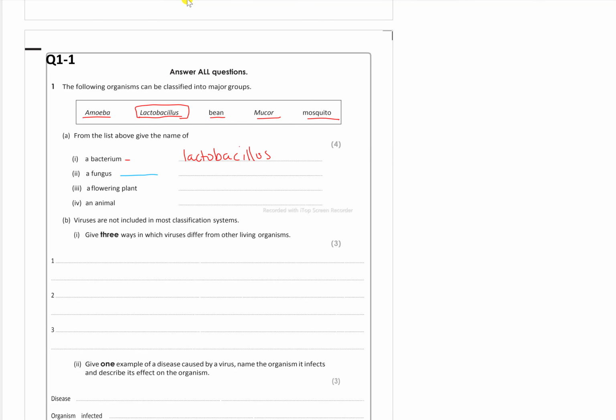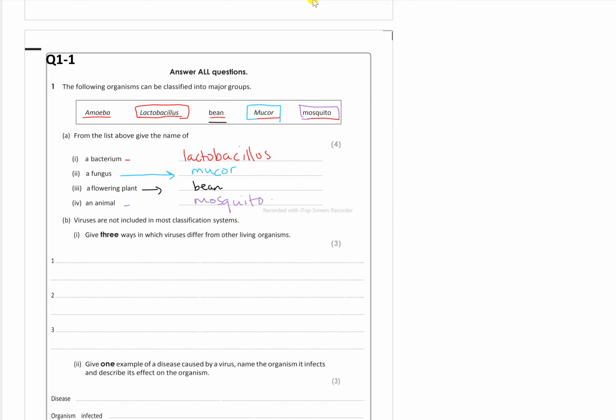Fungus is the merca. Merca. Can't pronounce it. Flowering plant, that is the bean. And finally, the animal is the mosquito.